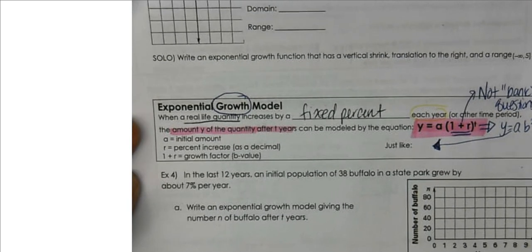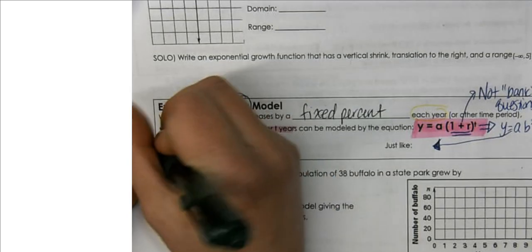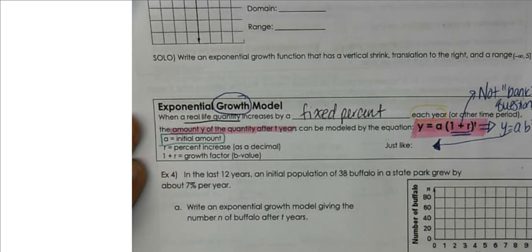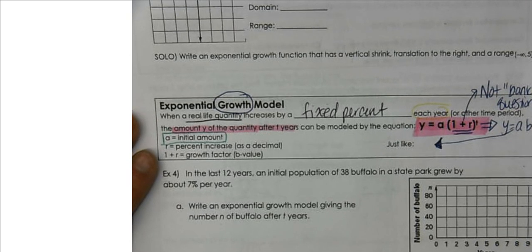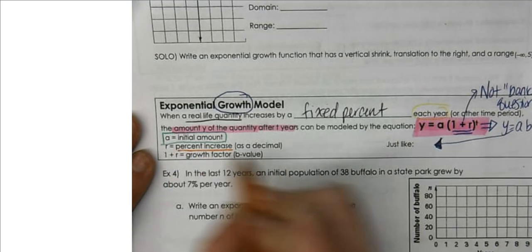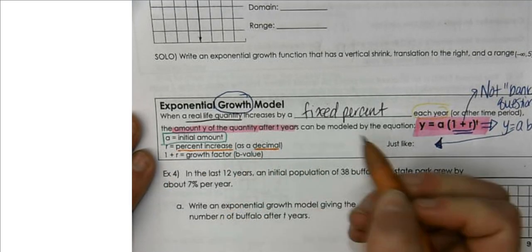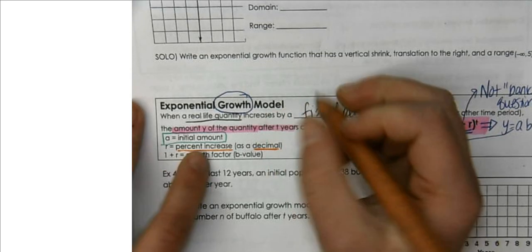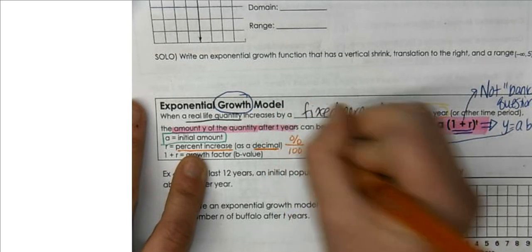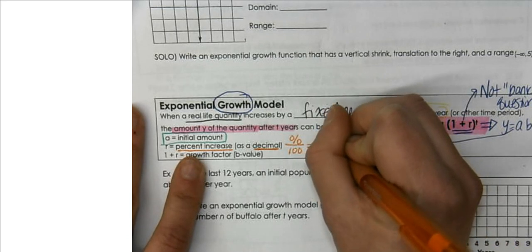I want you to know that in this model, the a value is your initial amount. It's your starting value. Your r value is the number that is your rate. It is a percent increase, and we always write it as a decimal. So if you are ever given a percent, you take that percent, divide it by 100, and that will equal the decimal that we are interested in.